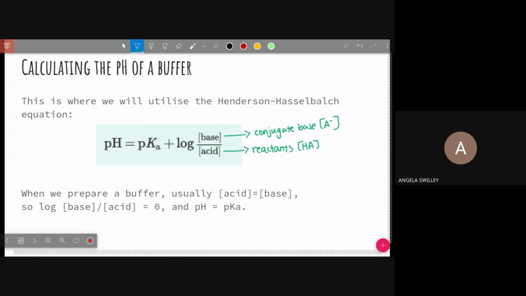When we prepare a buffer, usually the concentration of the acid equals the concentration of the conjugate base. So if this is 1 over 1, that's going to equal 1, and the log of 1 is 0. And so pH equals pKa plus 0. That is where we get pH equals pKa from. Remember that this is true at the half-equivalence point, which is also called the midpoint.